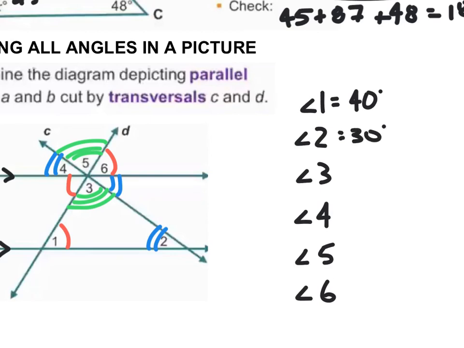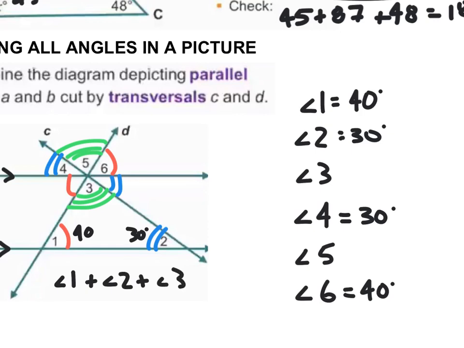And so from there, all right, what I know is that angle 1 is congruent to angle 6. So if angle 1 is 40 degrees, then angle 6 is also 40 degrees. Okay, I know that angle 2 is congruent to angle 4, and if angle 2 is 30 degrees, then I automatically know that angle 4 is also 30 degrees. All right, now the thing I don't know is what angle 3 is, all right? But if I know that this is 40 and this is 30, I know that angle 1 plus angle 2 plus angle 3, all of those angles are going to add up to 180 degrees.